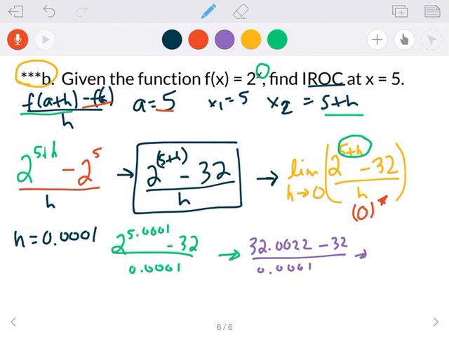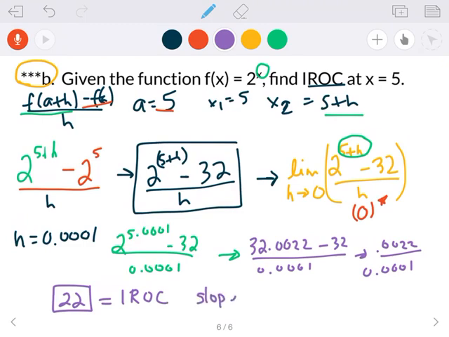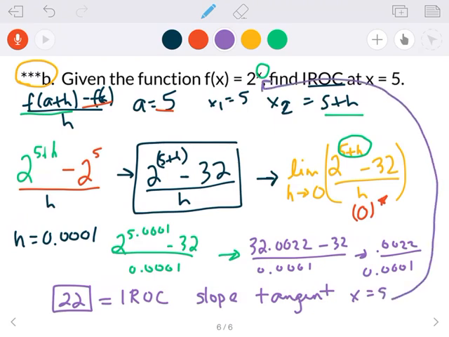The top after being subtracted is 0.0022. Again, dividing by our h value, when I do that division, I get an answer of 22. Therefore, 22 is equal to our instantaneous rate of change. And what that means is 22 is the slope of the tangent line at x equals 5 for our original function of 2 to the x.